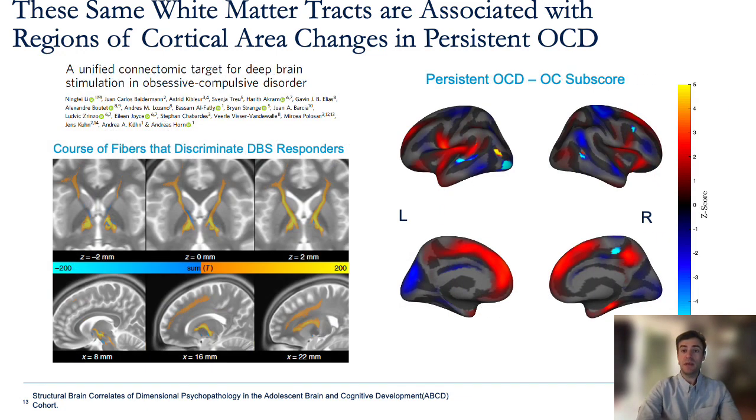Furthermore, I'll mention this paper put out by Andreas Horn and colleagues who analyzed patient responses versus non-response to deep brain stimulation for OCD and found that the discriminating factor was which white matter tracts were being stimulated by the device. They found that the anatomic course of fibers that discriminated between responders and non-responders connected structures in the basal ganglia to the dorsal anterior cingulate and the ventrolateral prefrontal cortex.